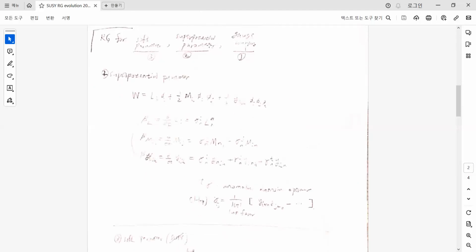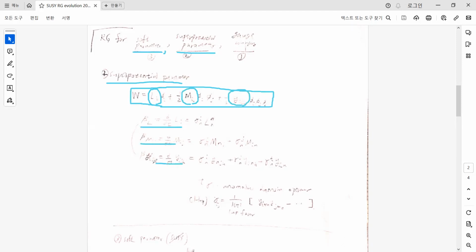The remaining thing is the superpotential parameters, which are supersymmetry conserving. And finally, we will discuss the soft parameters, which are explicitly supersymmetry-breaking parameters. For the superpotential parameters, we can write the superpotential with linear, quadratic, and trilinear coupling terms. And the beta functions for the coefficients of the linear, quadratic, and trilinear couplings can be written in such a general form.